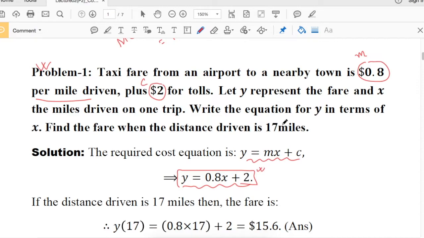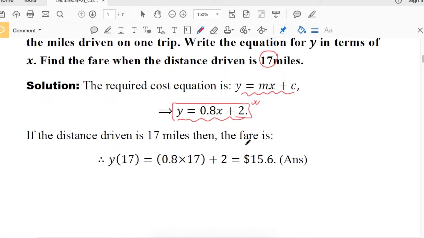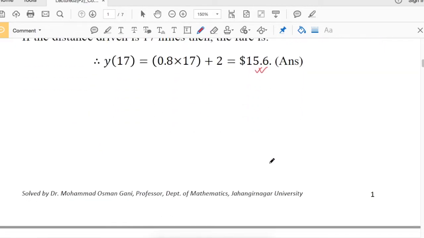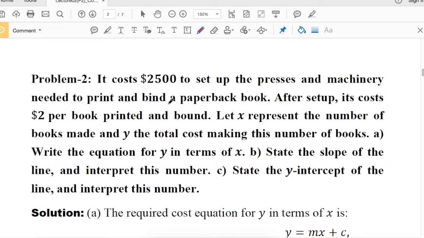And if you drive 17 miles on one trip, then the total cost will be 0.8 into 17 plus 2, which is $15.6. And let us read another example. It costs $2,500 to set up the machinery and presses needed to print and bind a paperback book. So this is the setup cost, which is fixed cost C. After setup, it costs $2 per book printed and bound. So this is your M.